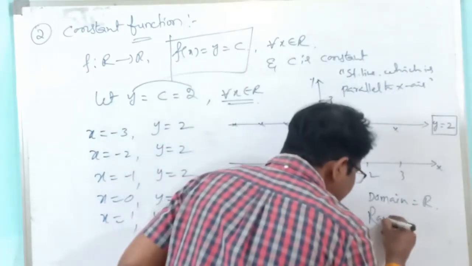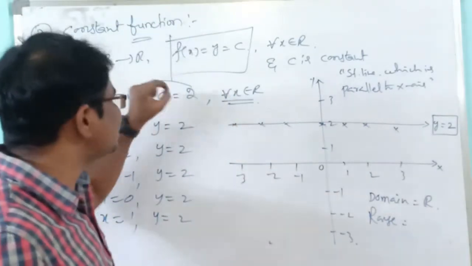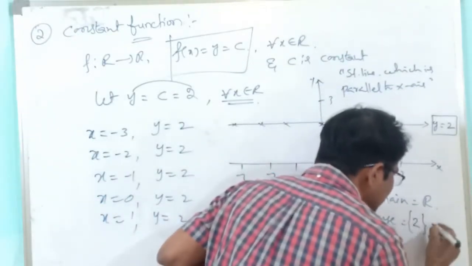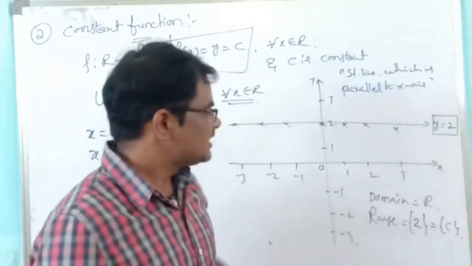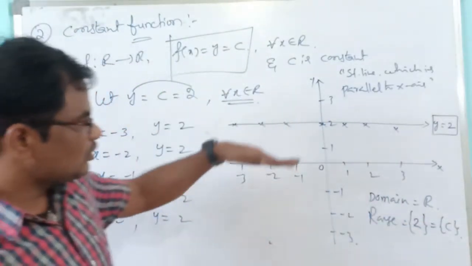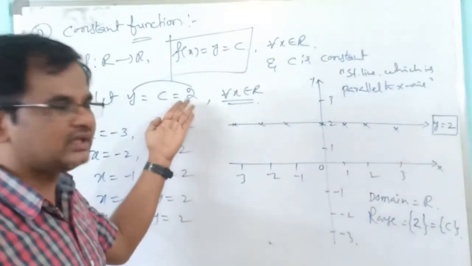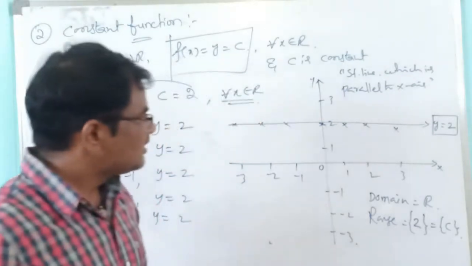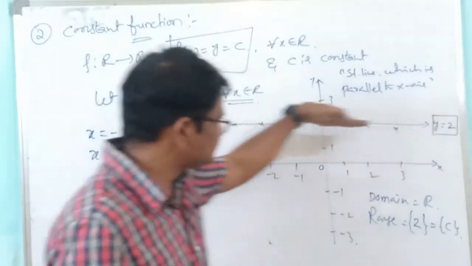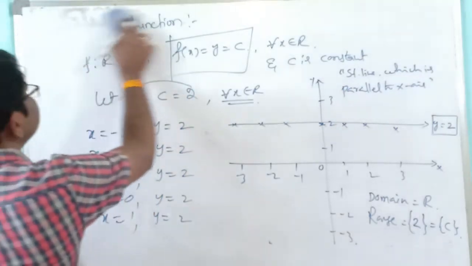So what about the range? For all the real numbers, there is only one value for y. What is that? Here, 2. Means the range is {2}, a singleton set. If in place of c you take 3, you will get 3, like this. Understood? So the domain is the real numbers and the range is a singleton set. For any value of x, y is fixed, so that's why the range is 2. So this is about the constant function.